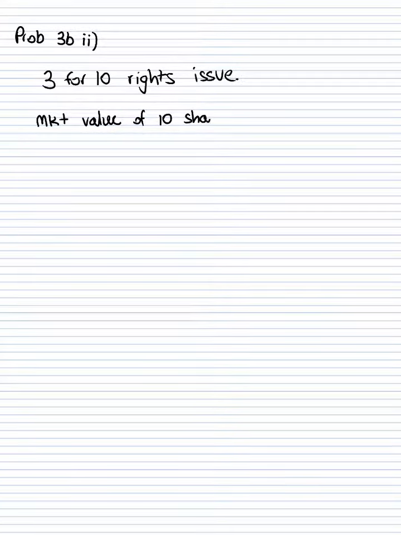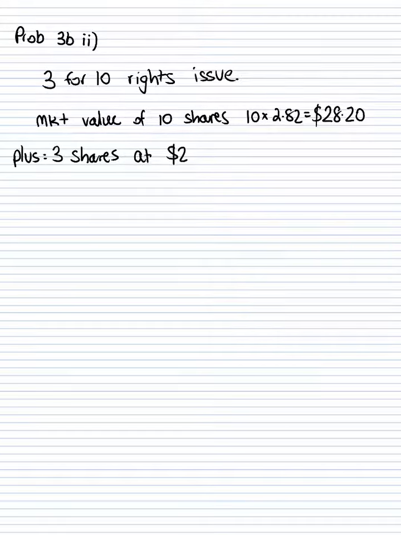So what that means is you need to have a bundle of 10 shares which have a market value of $2.82. So if you have your 10 shares that are worth $2.82, which is $28.20, then you can buy another 3 shares at $2.60. So that is $7.80. So those shares that you're buying, those 3 new shares, are sold to you at a discount.